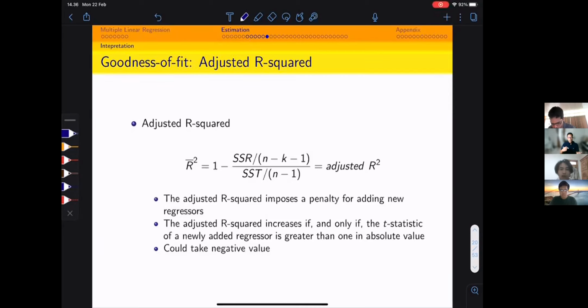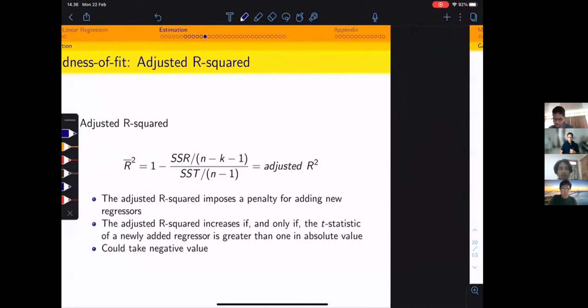But if the explanatory variables that you include actually provide the model with greater explanatory power, then the adjusted R-square will increase. Now, in some cases, the adjusted R-square can actually take a negative value, okay? These are cases where you include a lot of variables that do not have any explanatory power at all for the outcome of interest, okay?